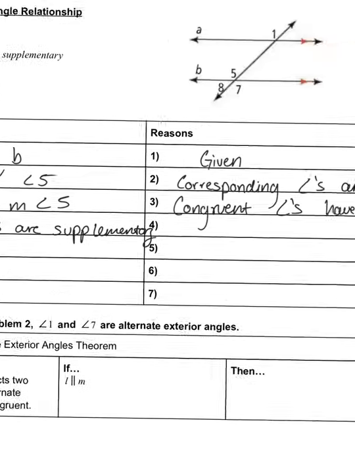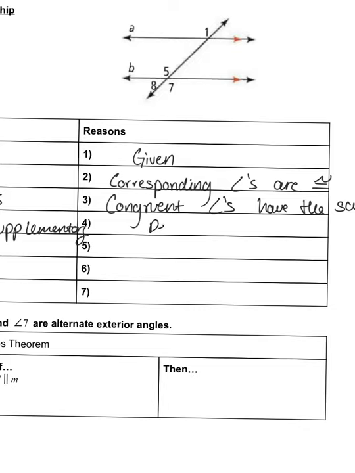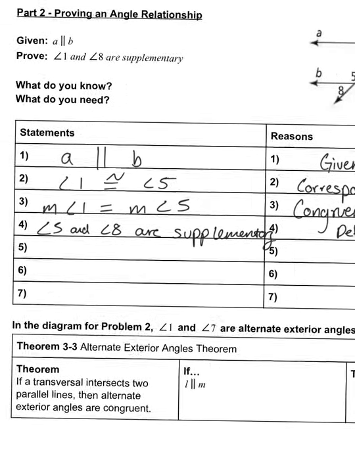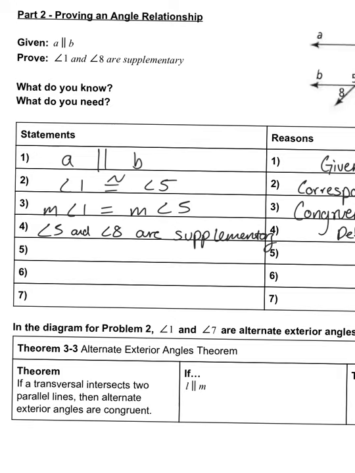And that's because that's the definition of supplementary angles. Okay? Now, if they are supplementary, then the measure of angle 5 plus the measure of angle 8 equals what? 180. And the reason being is the same thing. That's the definition of supplementary angles. Okay?